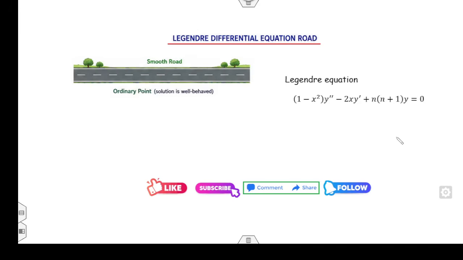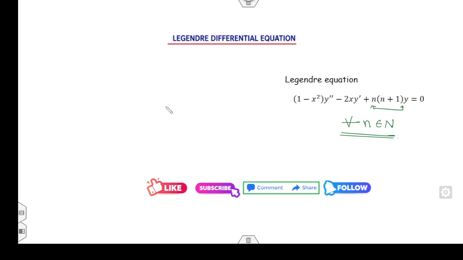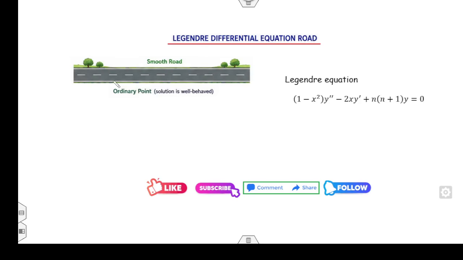Clear? So for example, if you again look at this case, what about x is equal to 0? Can you identify whether x is equal to 0 is an ordinary point or a singular point? You can clearly say at x is equal to 0, the coefficient of y double prime is non-zero. Therefore, x is equal to 0 is my ordinary point. Fine. And for the ordinary point, what example did I give you? You can consider a road which is very smooth. That means the solution about the point x is equal to 0 behaves as a well-defined function.